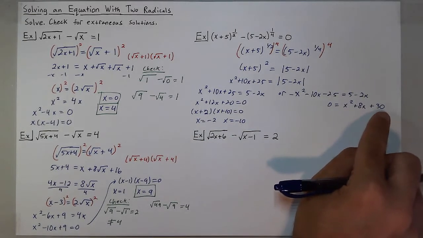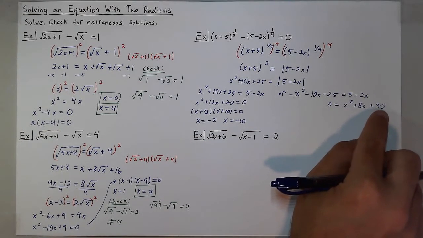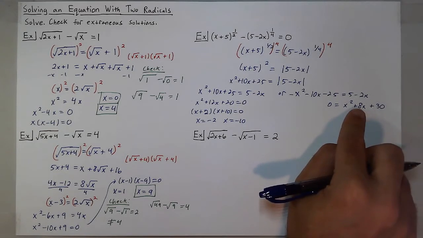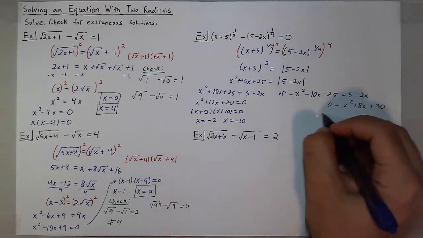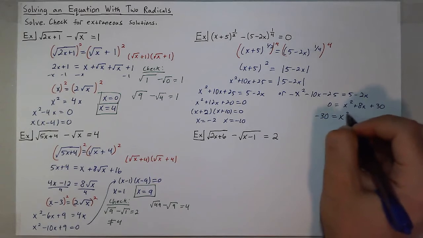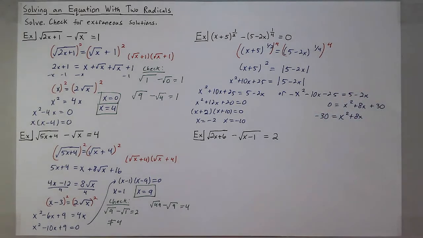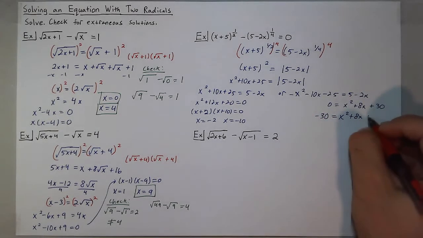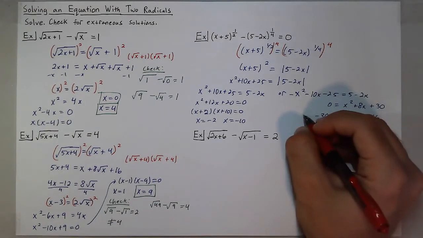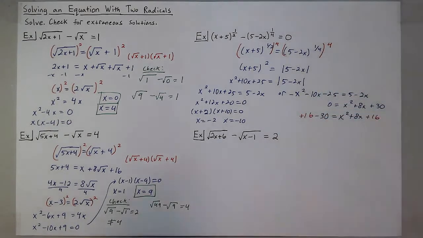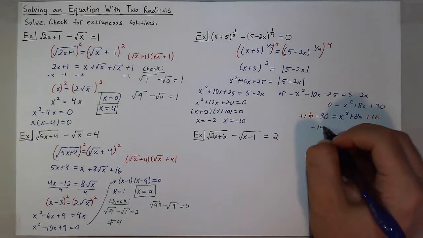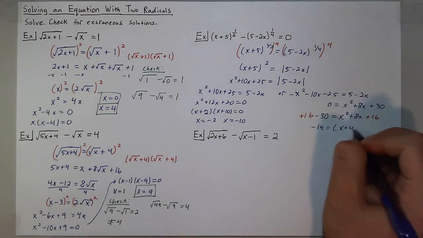I can't find numbers that multiply to 30 and add to 8. So I'm going to use complete the square to solve this one. I need to add half of 8 squared, which is 16, to both sides. That creates a perfect square trinomial, giving me negative 14 is equal to x plus 4 squared.